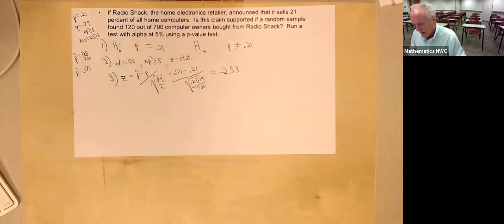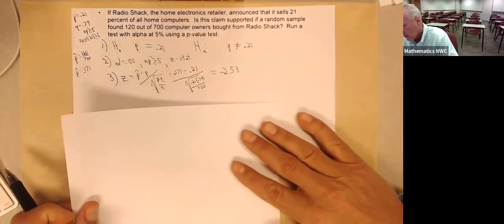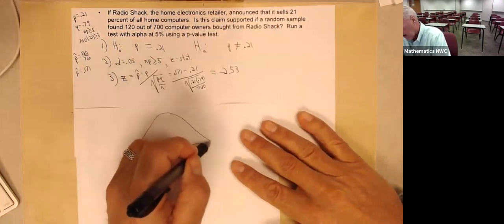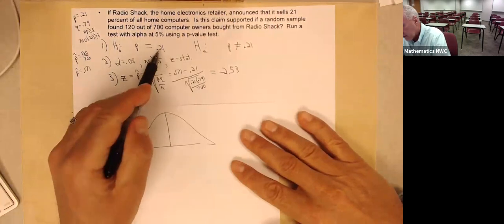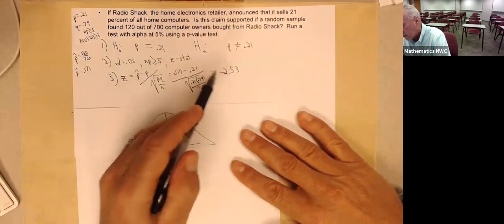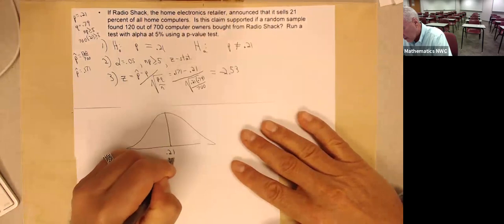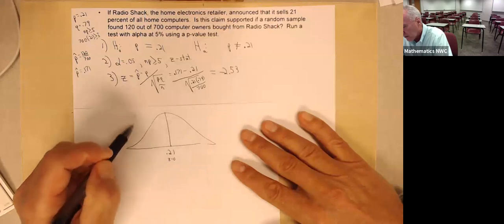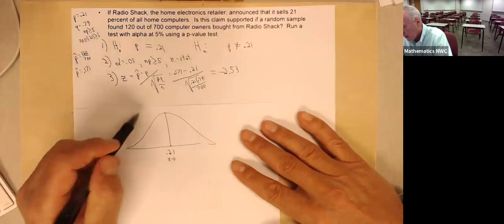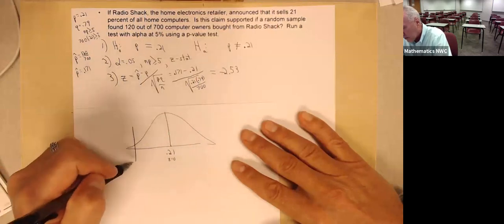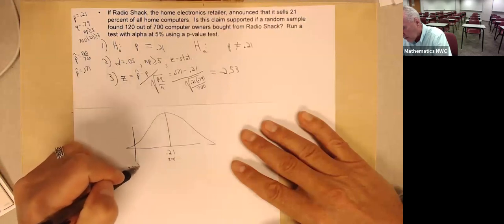Well, where exactly does that show up in this case? A picture of what I'm testing here is the following. I'm testing against the 0.21. I have a z-score. This, by the way, had a z-score of 0 right in the middle. But my particular sample showed up way here on the left. Notice 17 was less than 21. When I do that subtraction, I get a negative. My z-score turned out to be a negative 2.53.